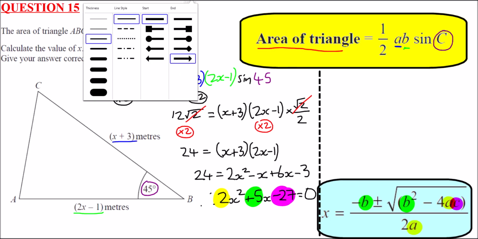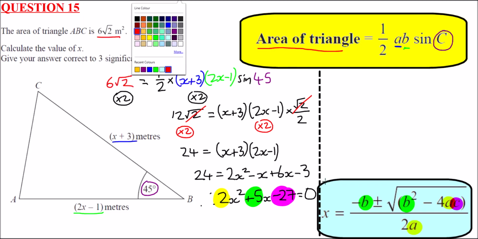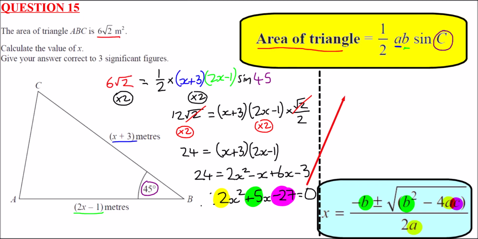So now all we need to do is translate this into the formula. So if I just move this up here, we can now calculate x by using the quadratic formula. So x equals minus b, so that's going to be minus 5, because our b is 5, plus or minus the square root of b squared, so 5 squared, minus 4, multiplied by a, which is 2 in our case, multiplied by c, which in our case is negative 27.